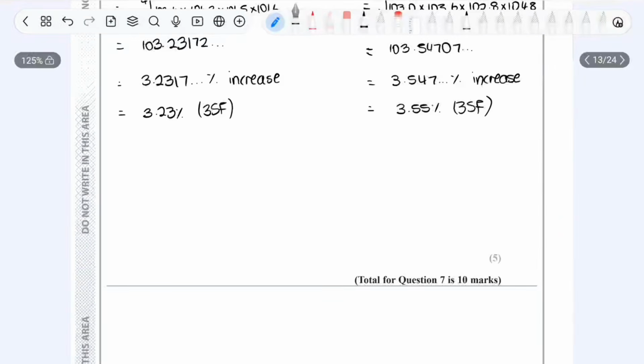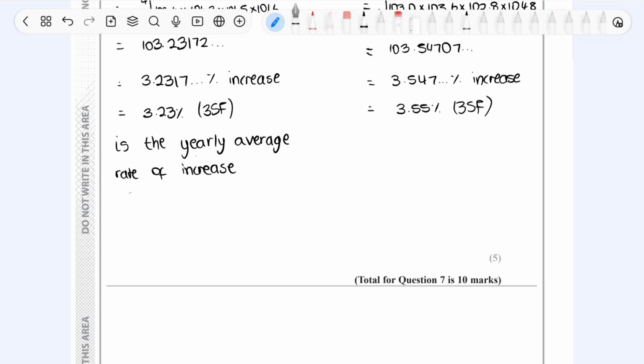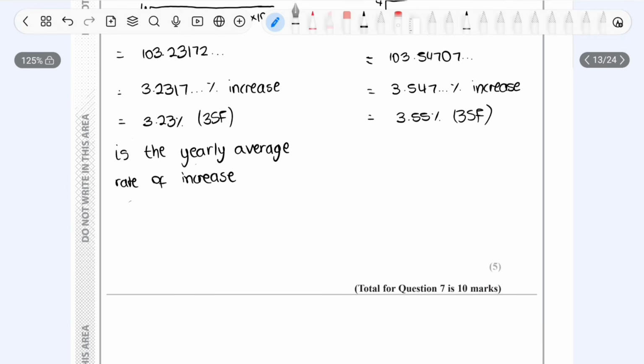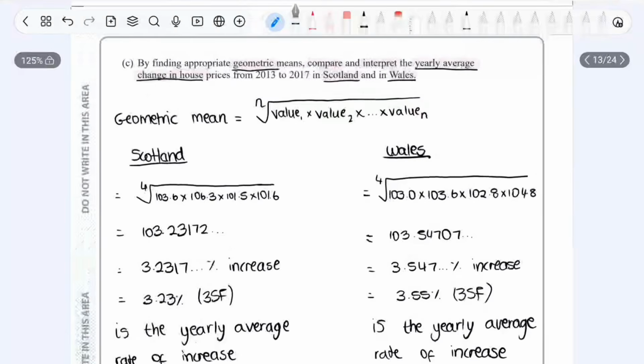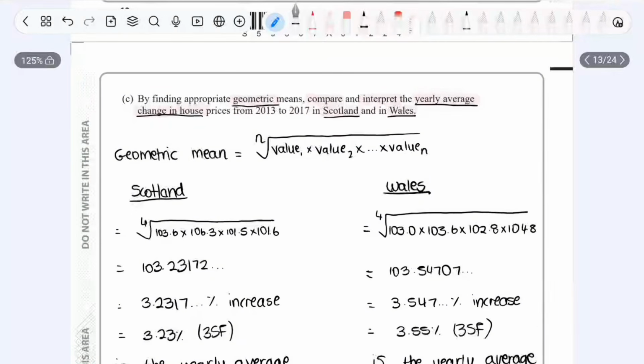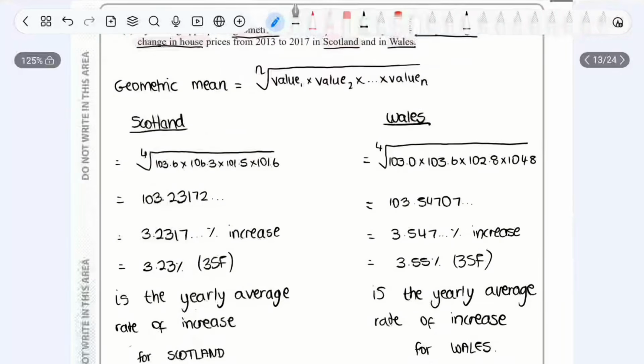So 3.23% increase. So for Scotland, I'll write that 3.23% is the yearly average rate of increase. And I'll do the same here for Wales, and for Wales 3.5% is the yearly average rate of increase. Okay, so now I found the geometric means, and I've done it for Scotland and Wales.